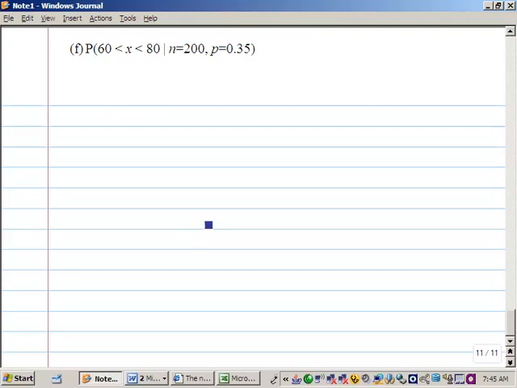Let's do in this video one more example, starting from symbols and not words. So here we have a binomial problem: the probability of getting an x between 60 and 80, but without 60 and 80. N of 200, so that's large, so that's good. P of 0.35, so we think about the normal approximation. Again, you would pause this to try it yourself and then check my answer.